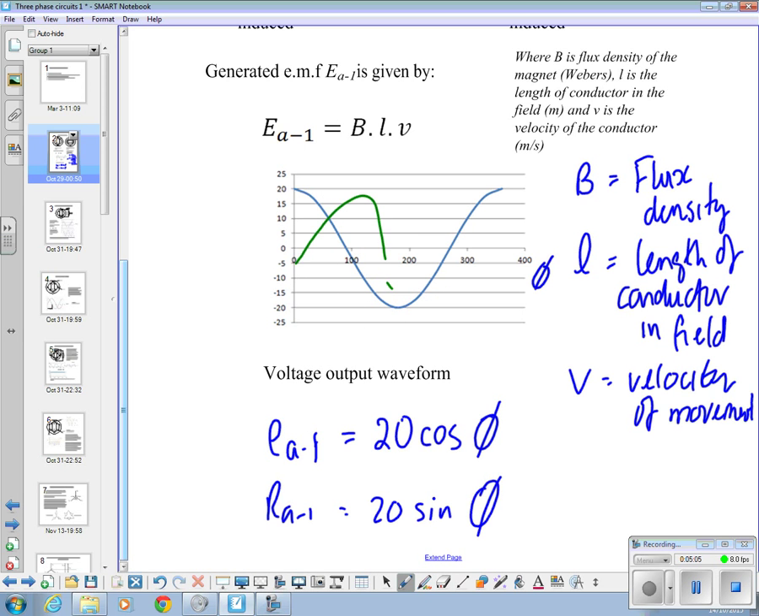In there like that. Just shifted 90 degrees. So that's a single phase generator. What happens if we look at the power output from that single phase generator?